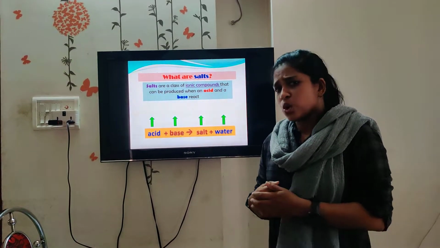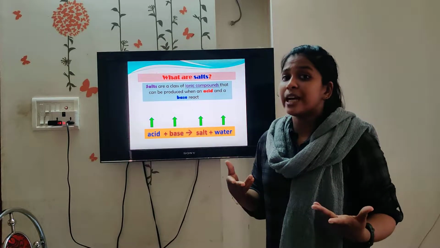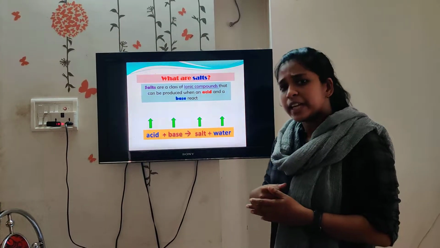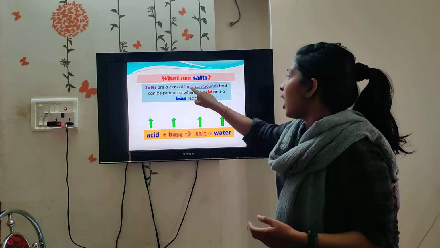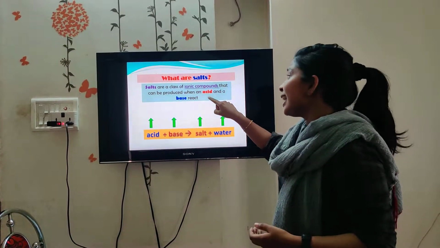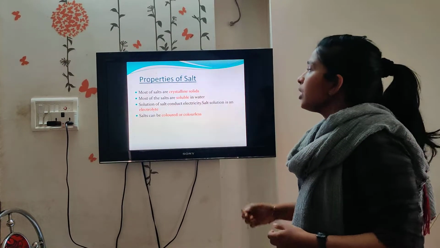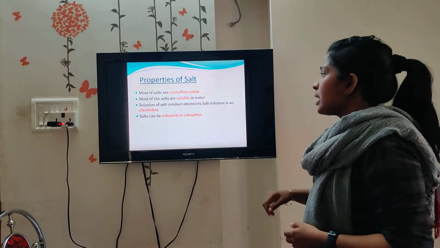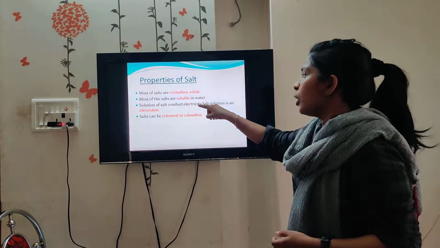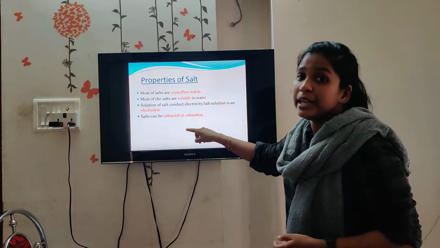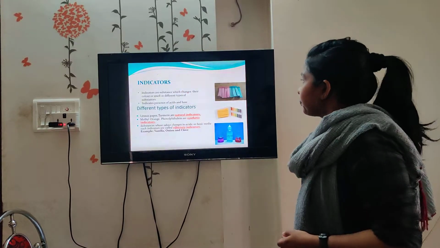Moving on to the topic salts. What are salts? Now you know that salts are the products of neutralization reaction. So we can define a salt as a class of ionic compounds that can be produced when an acid and base react. Moving on to properties of salts, they are crystalline solids, they are soluble in water, they can conduct electricity in their solution state, they can be colored or colorless.